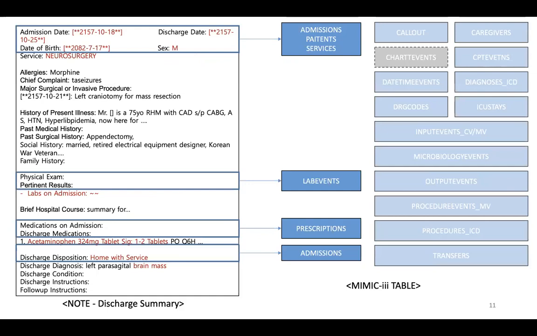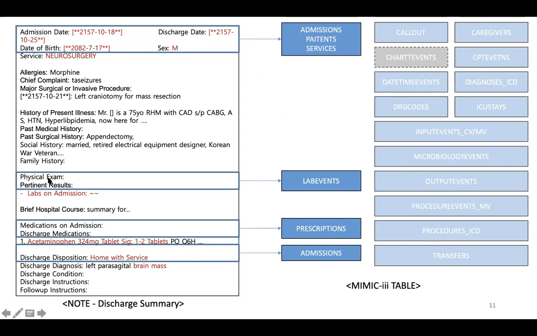So this is one of the actual examples, and discharge summary is really heavily related to other tables. Admission date, date of birth, and discharge date are all information that you can find from the admission table, patient table, and services table. Those are where structured information is stored, but the same information is also stored in unstructured form in the discharge summary, such as right here.